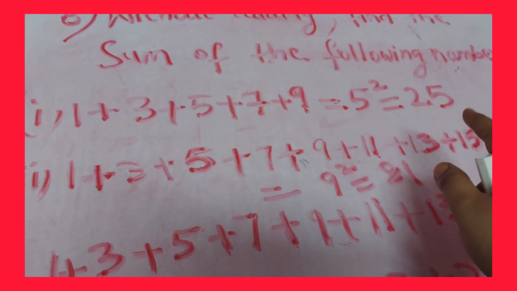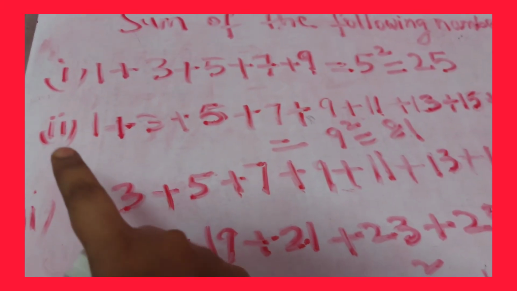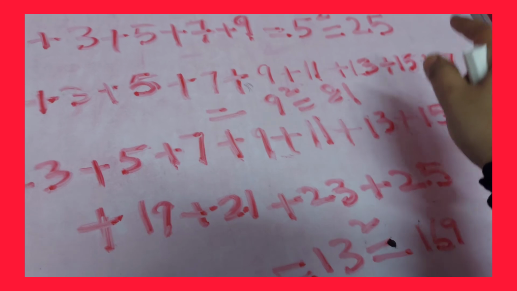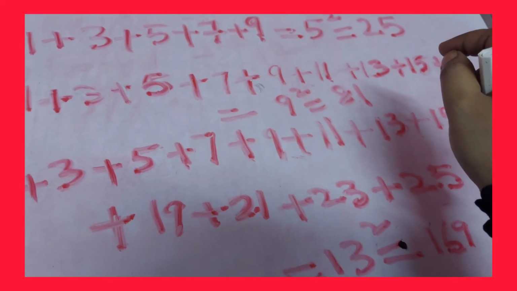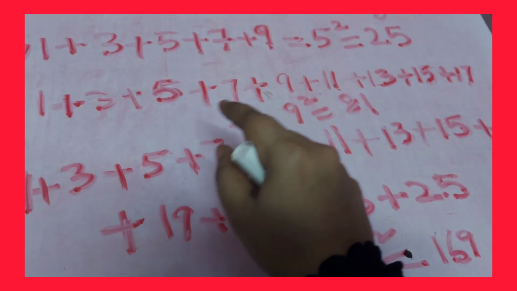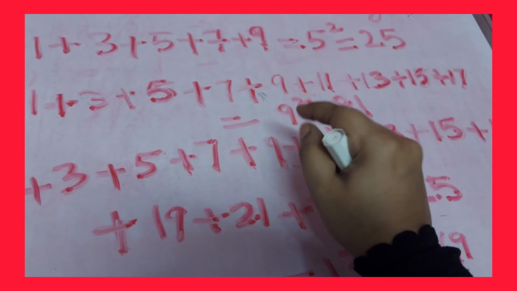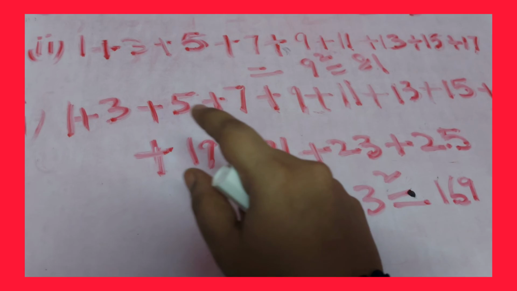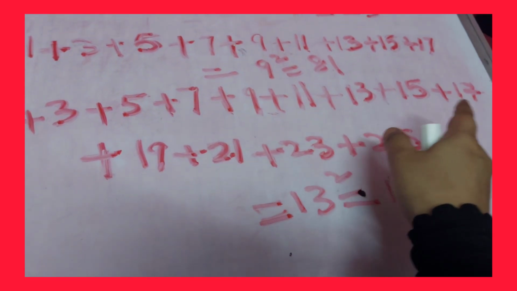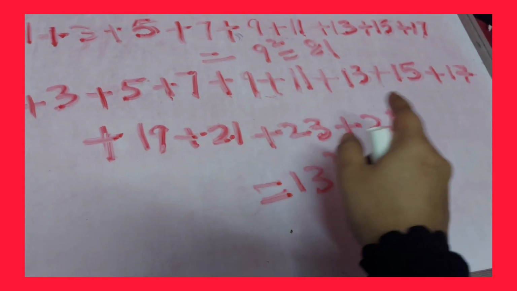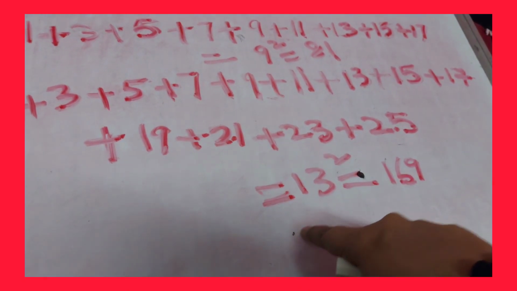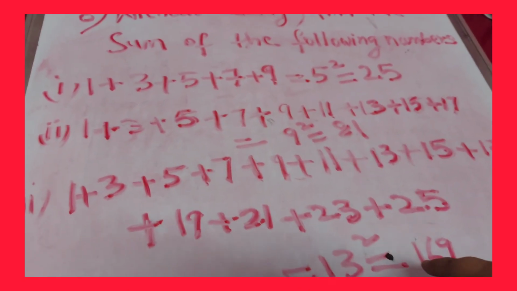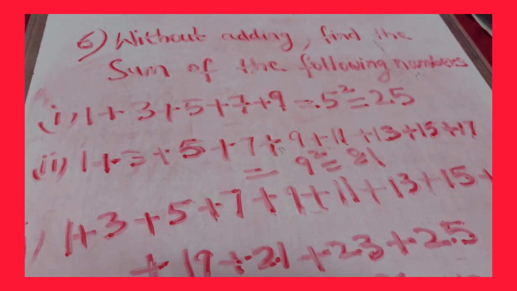5 5s are 25. So here how many numbers are there? 1 2 3 4 5 6 7 8 9. Only for odd numbers you have to take this pattern. So 9 numbers means it is 9 square. 9 9s are 81. Here also 1 2 3 4 5 6 7 8 9 10 11 12 13. 13 square. When you do 13 into 13 you will get 169. Like this you have to write this pattern.